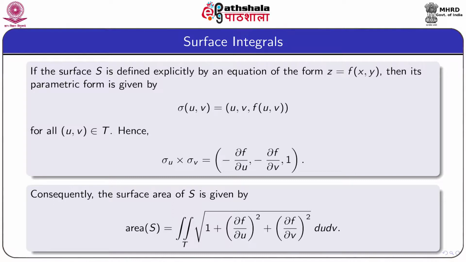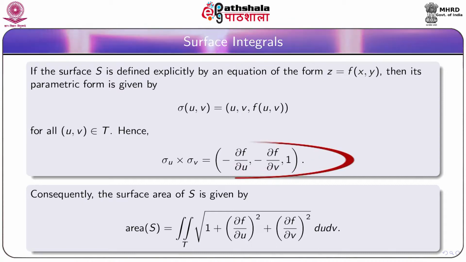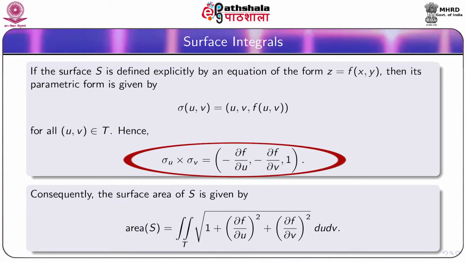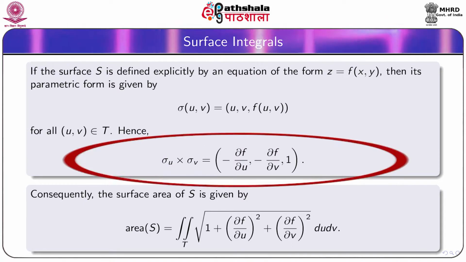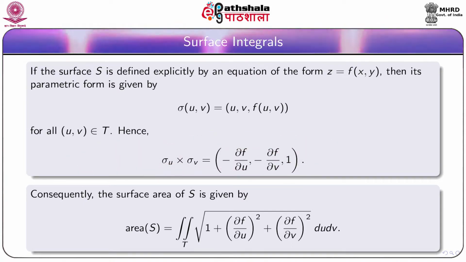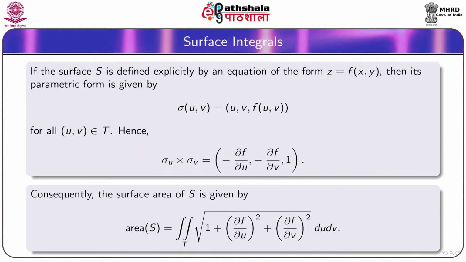If the surface S is defined explicitly by an equation of the form z equal to f(x,y), then its parametric form is given by sigma uv equal to ordered triplet (u, v, f(u,v)) for every (u,v) in T. Thus, we find the cross product sigma u cross sigma v equals the ordered 3-tuple (minus del f del u, minus del f del v, 1).